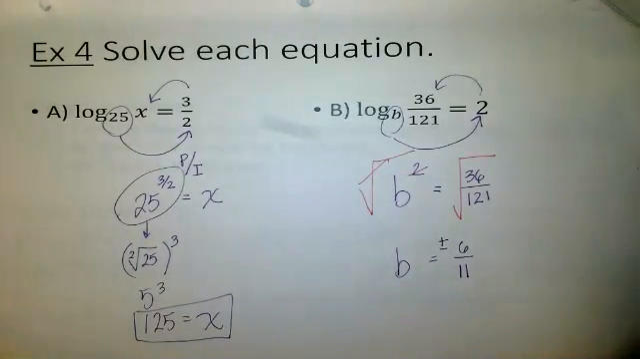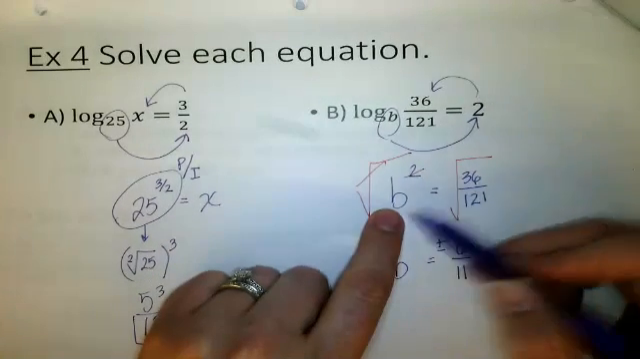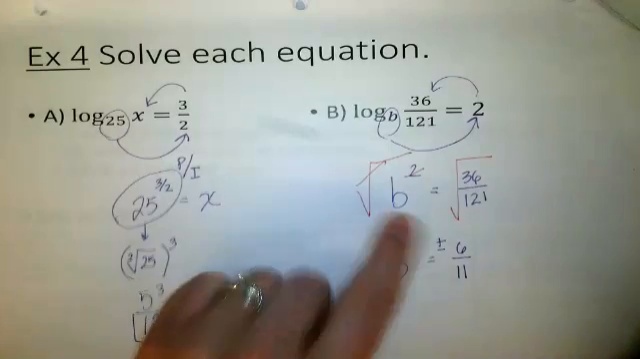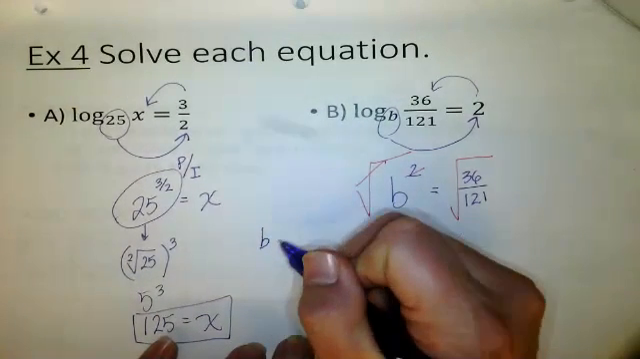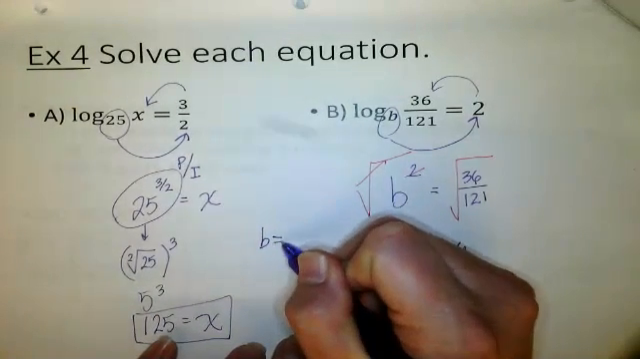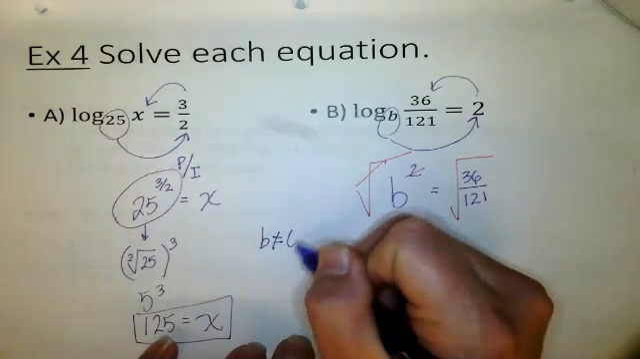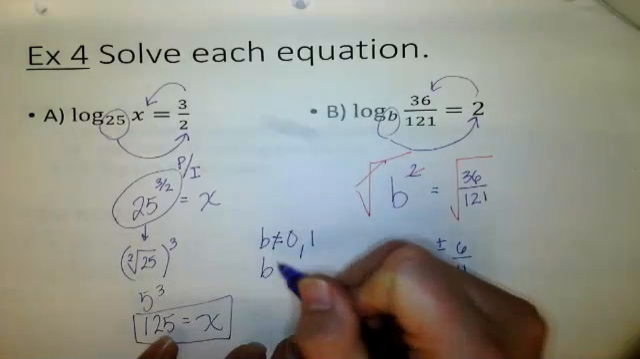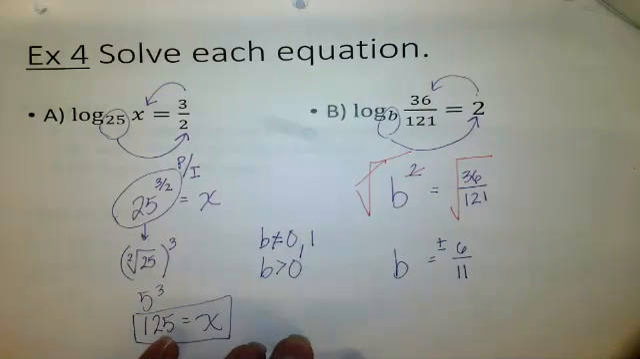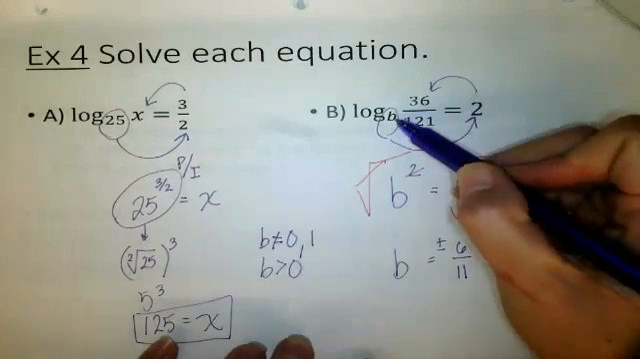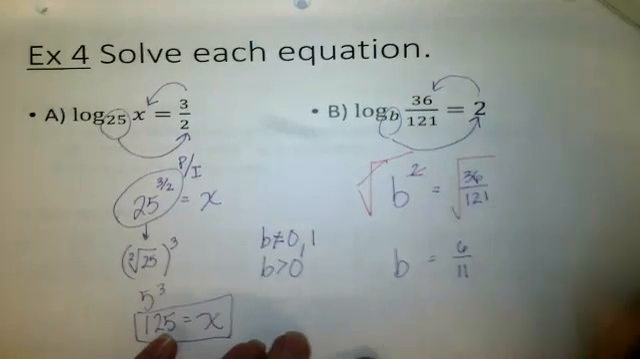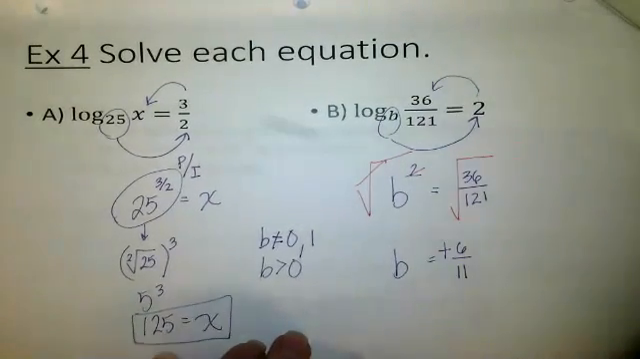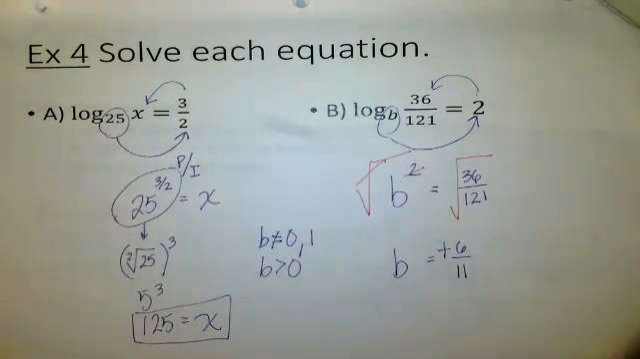But we had some conditions for the base in our exponential functions. Our base had to be greater than 0, it could not equal 0 and it could not equal 1. Our base on our log function also must be greater than 0 only, which is kind of nice. So that base has to be a positive number.